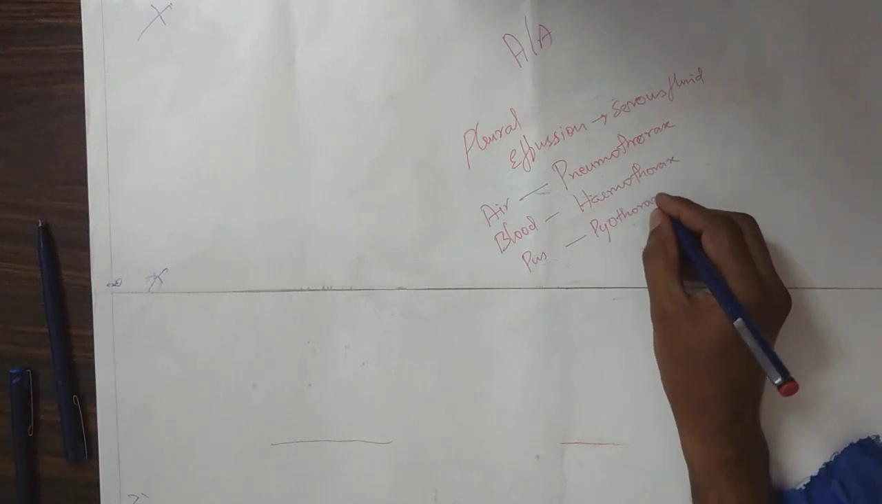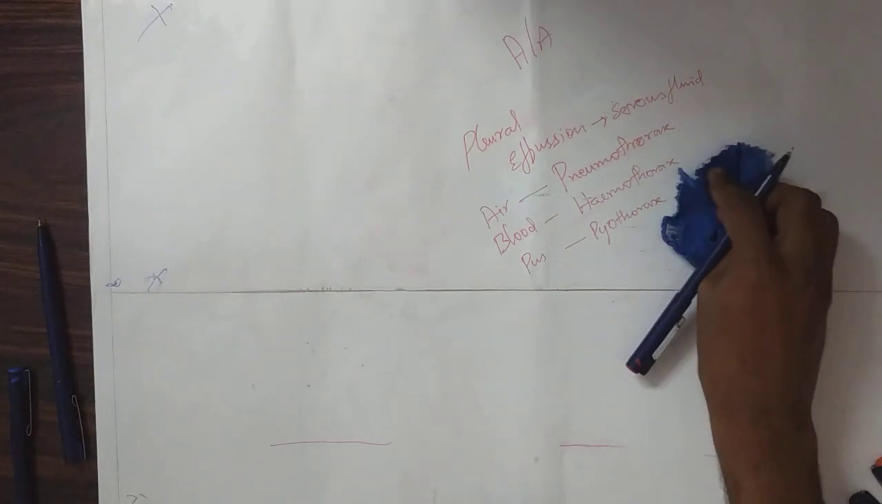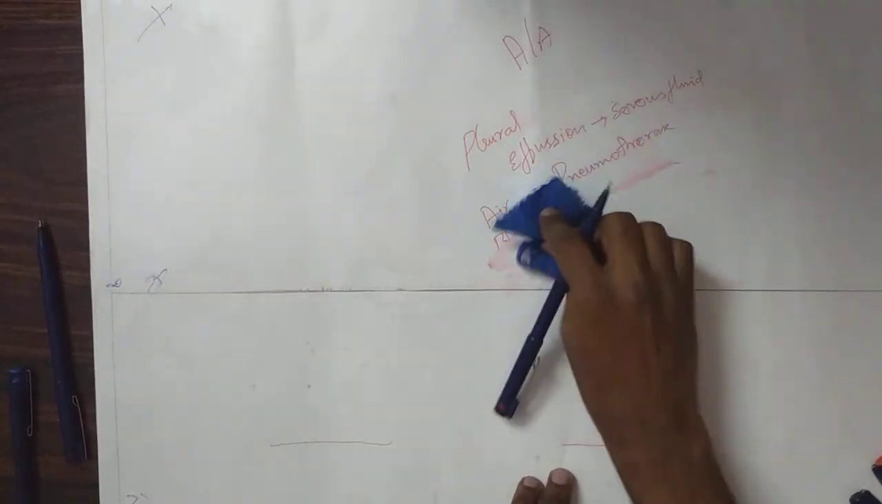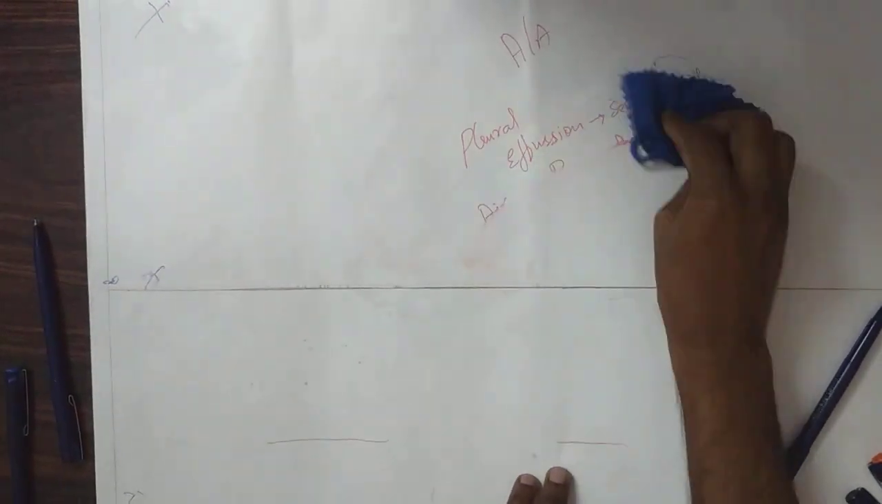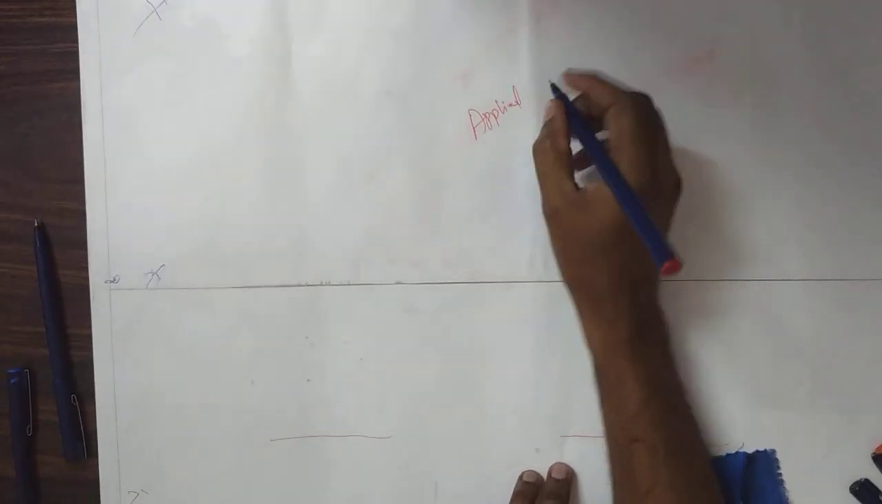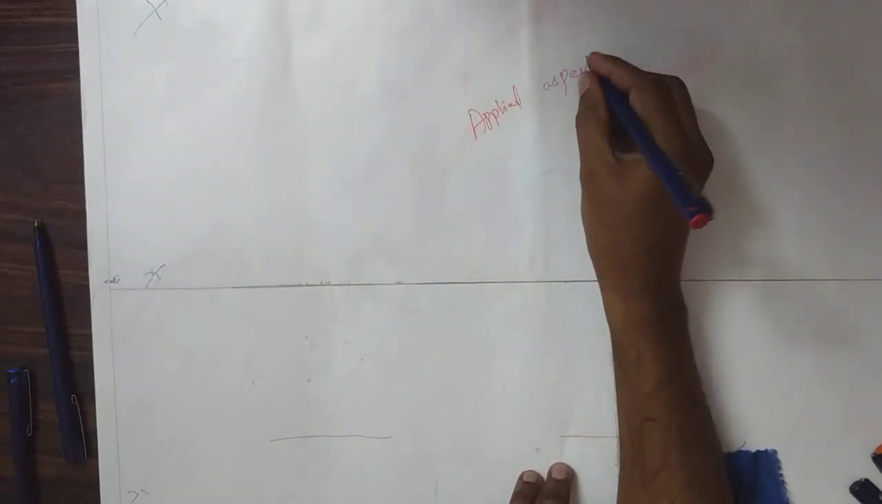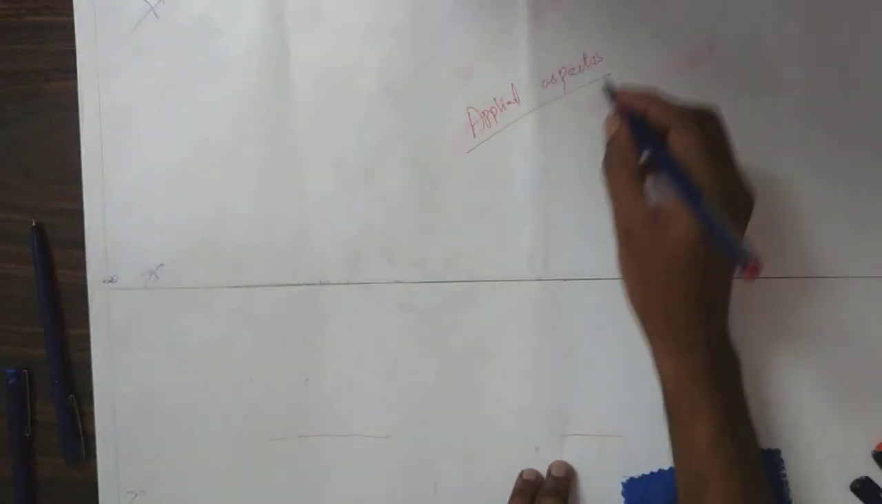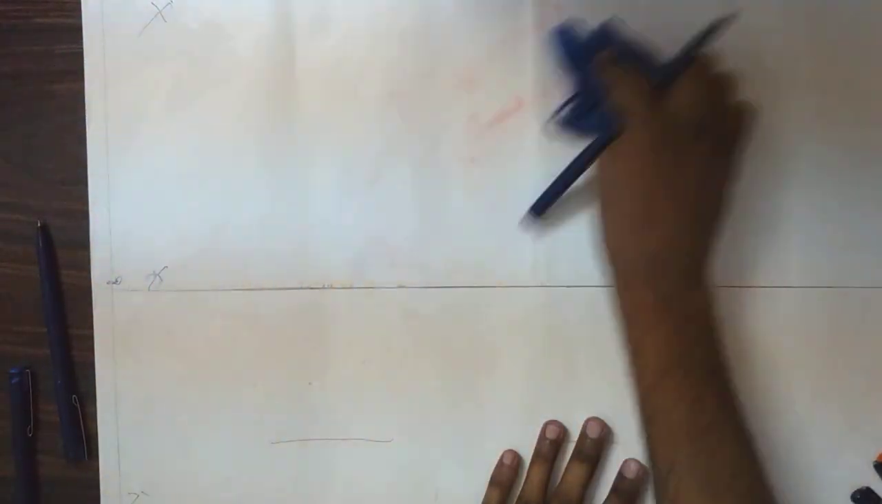Then if it is pus in the pleura, you call it pyothorax. So you have homework. Apart from pleural effusion, pneumothorax and pyothorax, you need to write and submit all the applied aspects of the pleura.